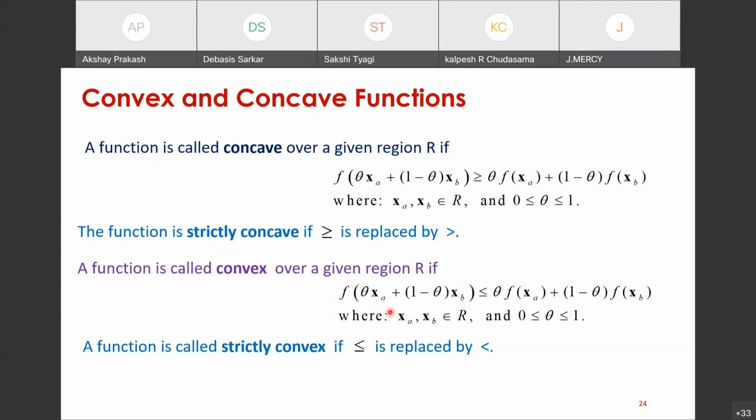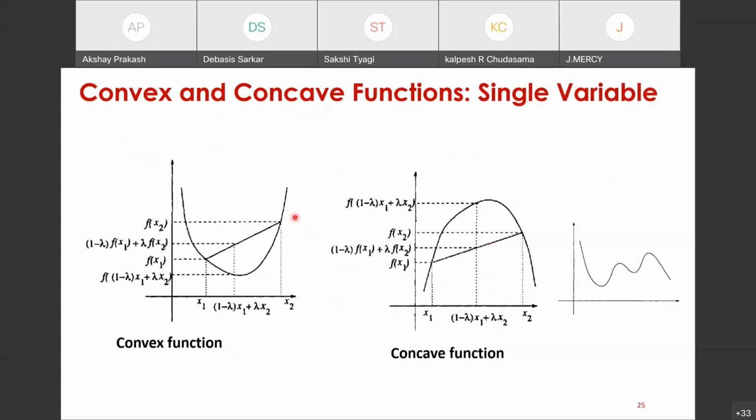The function value of this linear combination of xa and xb is always less than or equal to theta into f of xa plus 1 minus theta into f of xb. If that holds true, the function is convex. If this is greater than or equal to, the function is concave. Geometrically, for a function in x1 and x2, this type of function will be convex. If you take any 2 points, this joining line will always lie above the curve. And for a concave function, this line will always lie below.